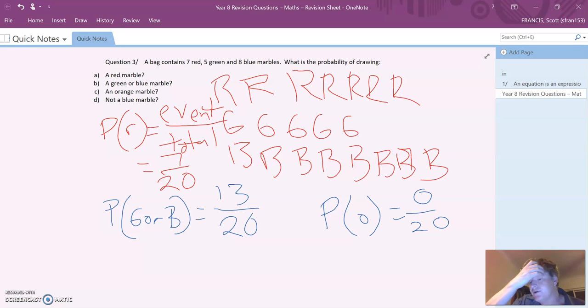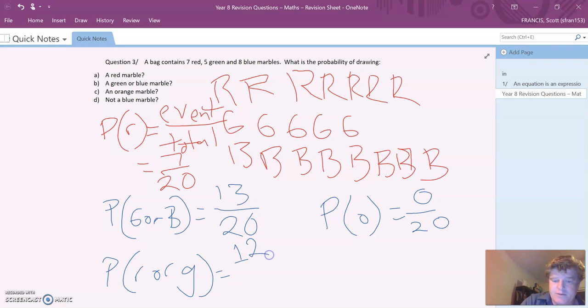And the last one, not a blue. So we talk about the complement, the opposite. So not a blue is the probability of red or green. So the number of red or green we've got is 7 and 5, which is 12. 12 divided by 20. Now, if you left your answer like that, that would be a very good answer.